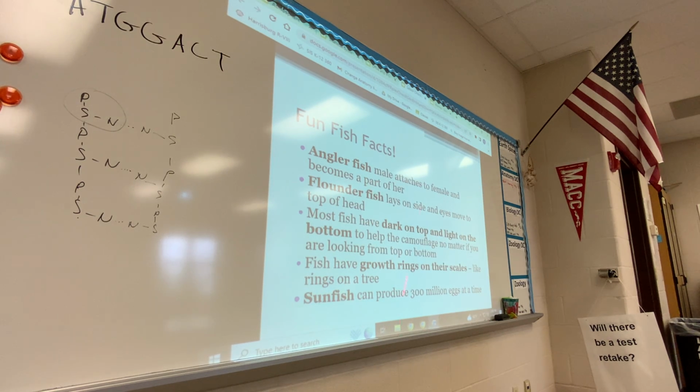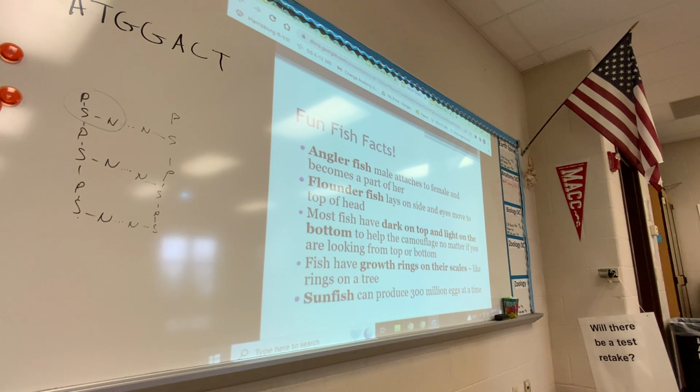Alright, so these are just fun facts. You don't have to write these down, but they're really weird. The anglerfish lives in the deep ocean in the dark, and so it is very hard for the male to find a female. So when the male does find a female, he attaches to her and becomes a part of her. He grows into her and becomes part of her blood supply. He is like a little vestigial part of her, and her blood supply supports him. And so they are always together. He's just like a little appendage of her now.